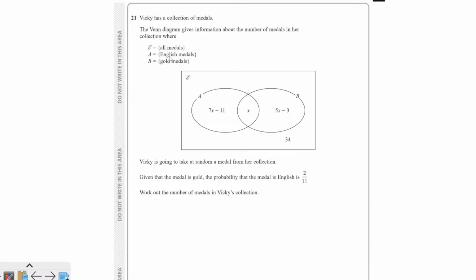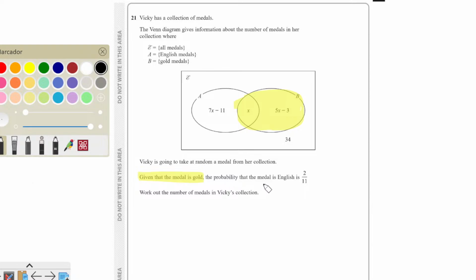Then, more specifically, we've got A, so the A bubble is just for English medals. The B bubble is just for gold medals, so obviously the overlap would be English and gold at the same time. And then on the outside is anything that's not English and not gold, right? So Vicky's going to take at random a medal from her collection, given that the medal is gold. So given that, as in, given that the medal was gold. So gold was B, wasn't it? So given that we're just looking at this bubble here, not the whole Venn diagram anymore, given that we've already picked one that is gold, the probability that the medal is English is 2 out of 11.